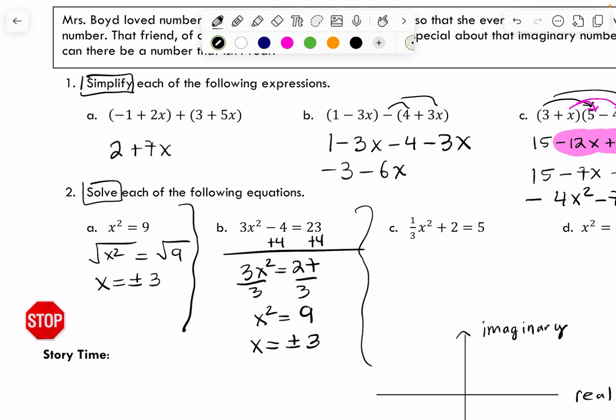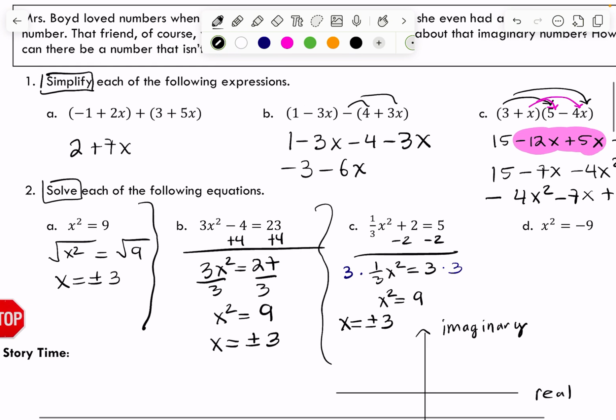C is going to be the same thing, but this time we have fractions. So I'm going to go ahead and subtract 2. And now I'm multiplying by 1/3. So how do we get rid of 1/3? Multiply by 3. X squared equals 9. And x equals plus or minus 3 once again.